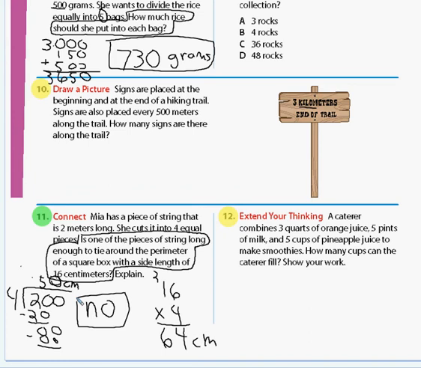Look at our last question, question number 12. A caterer combines 3 quarts of orange juice, 5 pints of milk, and 5 cups of pineapple juice to make a smoothie. How many cups can the caterer fill? And show your work.